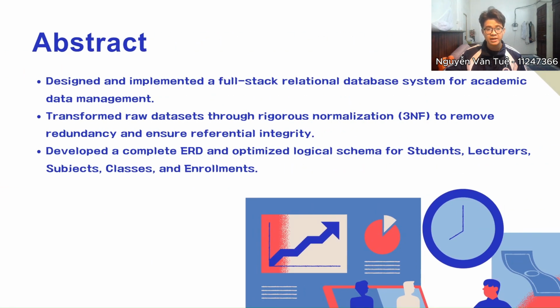In this work, we designed and implemented a complete full-stack relational database system for managing academic information. To ensure data quality and minimize redundancy, we transformed the initial raw dataset through a rigorous normalization process, reaching third normal form, 3NF, and securing referential integrity throughout the schema. Based on this foundation, we developed a comprehensive entity relationship diagram and an optimized logical design covering students, lecturers, subjects, classes, and enrollments.